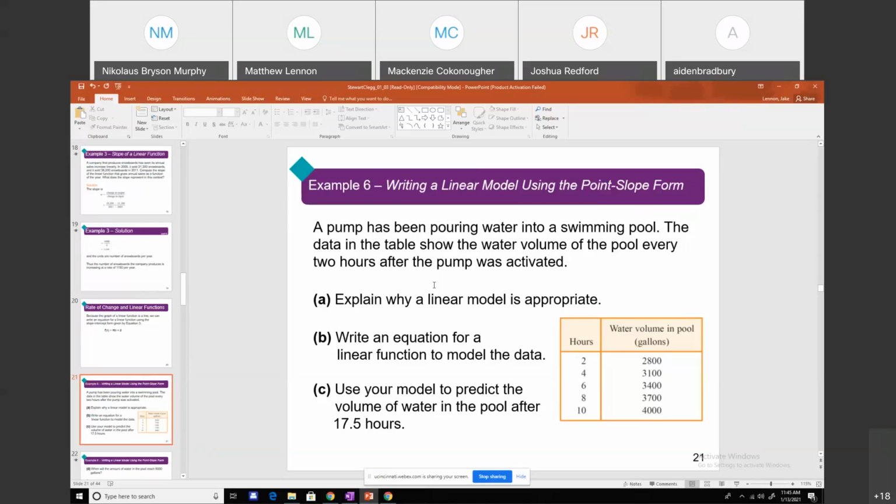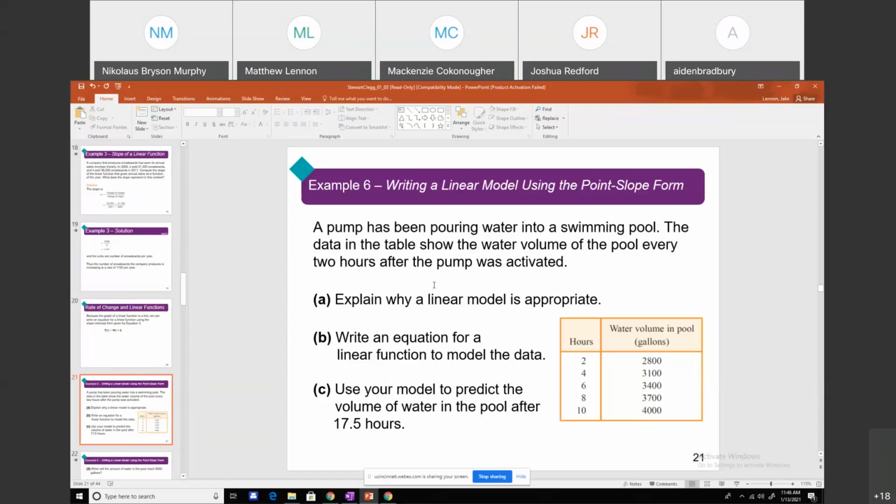If I want to write an equation, well, again, I know my slope is 150 because it's moving up 300 gallons every 2 hours. So that's my slope, 150. How would I figure out what it was at time 0? Well, I could just move 2 hours into the past, and I could predict that basically I should have 2,500 gallons in the pool at that time. So that's what I would use for my y-intercept. So for this example, I would say f of x is 150x plus 2,500.